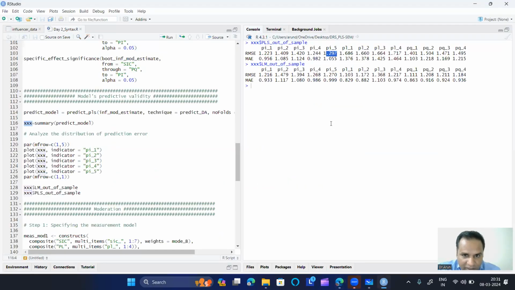Now, according to me, here you focus on P1 to P5. It is higher than this particular thing for at least 3. For 3 it is higher. Here it is higher. Then here it is higher. So we can say our model has low predictive power.